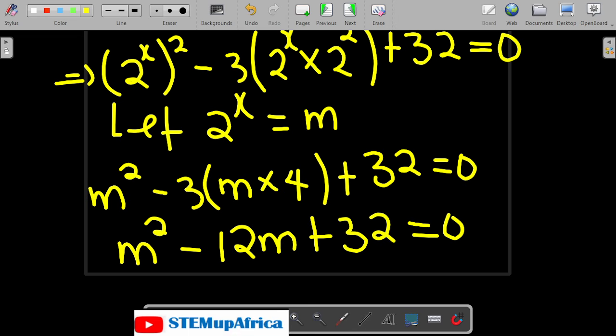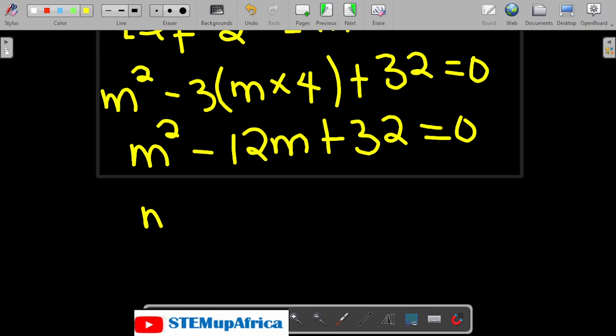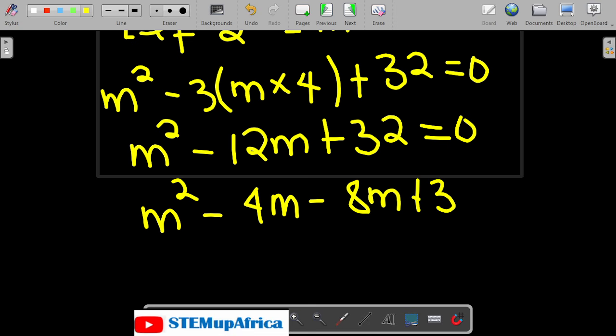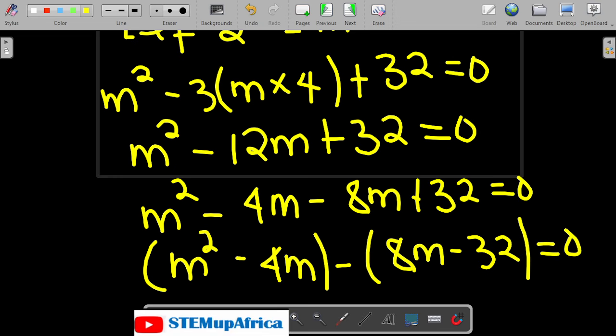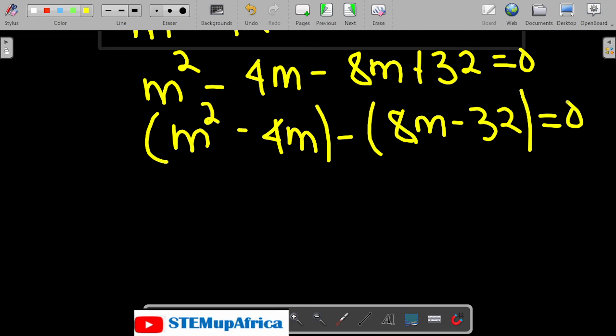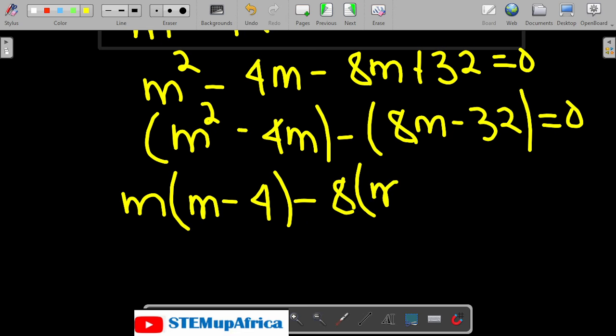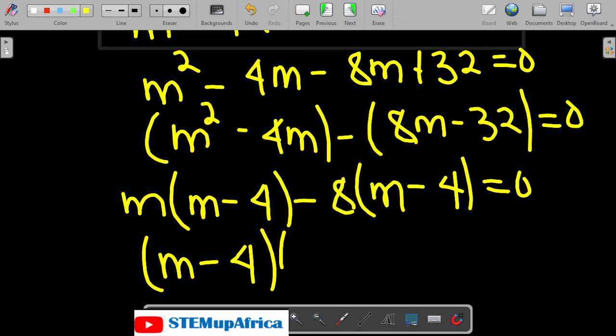So the factors of this equation are 4 and 8. So I'm going to have m squared minus 4m minus 8m plus 32 is equal to 0. I'll bracket the first two, m squared minus 4m, and the last two, 8m minus 32, is equal to 0. So I'll factor out what is common from the first bracket, m into m minus 4, minus 8 into m minus 4 equals 0. So I'll take the two brackets as 1. So I'm having m minus 4 into m minus 8 is equal to 0.